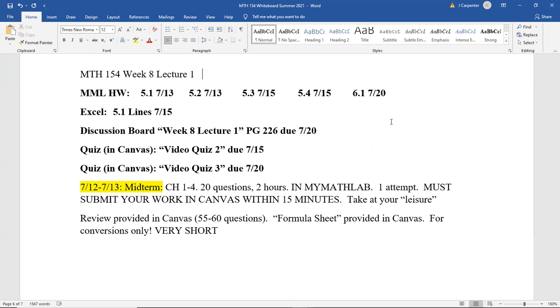Remember, there is a review in Canvas, and then there's also a formula sheet in Canvas. It's a very short conversion formula sheet. It's only 2 formulas, I believe. So you're not going to see any finance stuff in there or anything having to do with percents, et cetera.